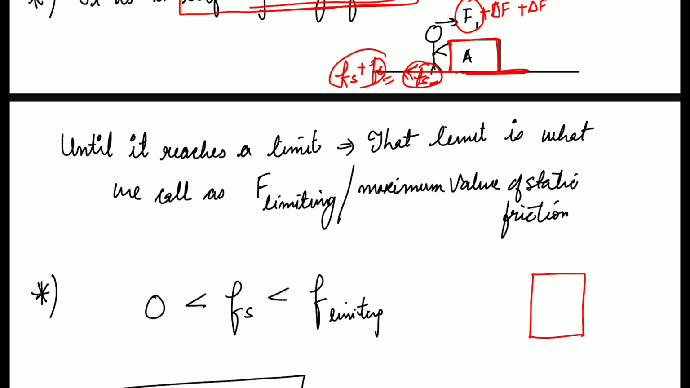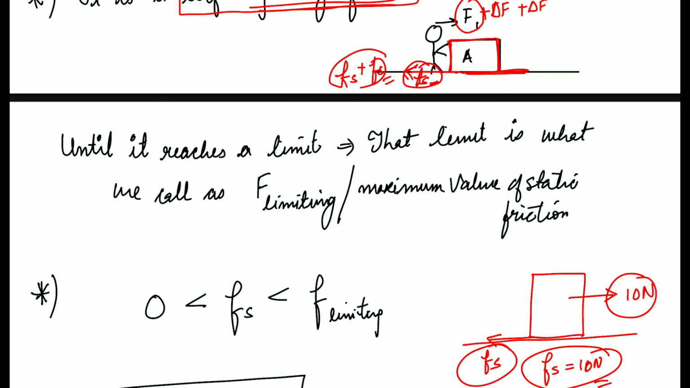For example, let's say you have a block, and you have applied a force here, 10 Newton. And let's say the moment you have applied 10 Newton, the block is not moving. That means there is a frictional force which is stopping it. So if it is not moving, that means your frictional force is equal to 10 Newton. So basically it has taken the value of external force. I hope you guys can understand.